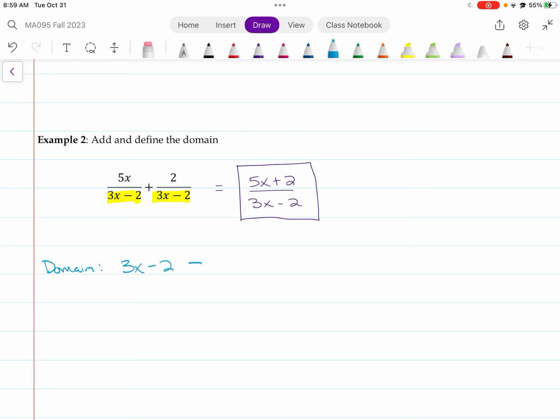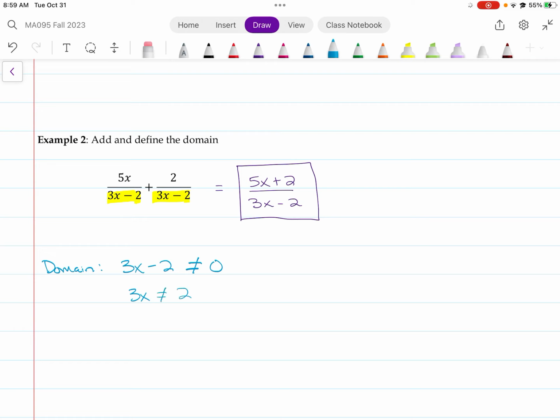3x minus 2 cannot equal 0. The denominator cannot equal 0. So let's just remember that this is what cannot equal 0. And it doesn't matter if you put does not equal or equal. Just remember that we're working out what the denominator can't be. All right, so I'm going to say 3x cannot equal, or you can say equal if you want to, 2.